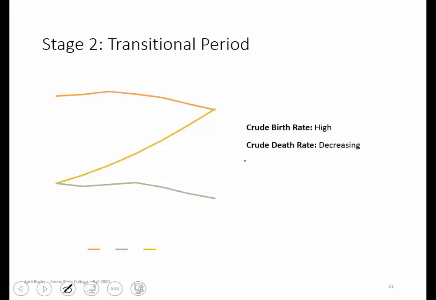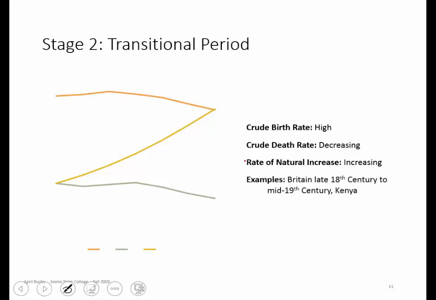Okay, the crude death rate is decreasing. The rate of increase is rapidly increasing. You see that in Islamic countries, in Latin American countries, in African countries, and in some Asian countries. Like I said, you see this in late 18th century Britain. You see this in 19th century Kenya.